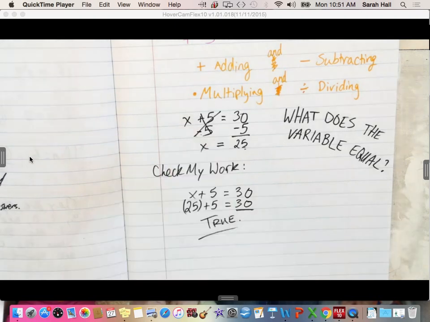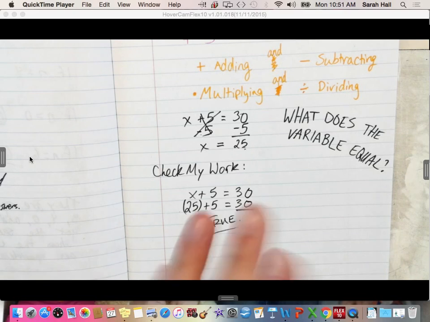You have to use this method of inverse operations to solve, because that's what they expect you to understand in the 6th grade. So what is the inverse operation of addition? Subtraction. What's the inverse operation of division? Multiplication. What's the inverse operation of multiplication? Division. What's the inverse operation of addition? Subtraction. Inverse operation of subtraction.